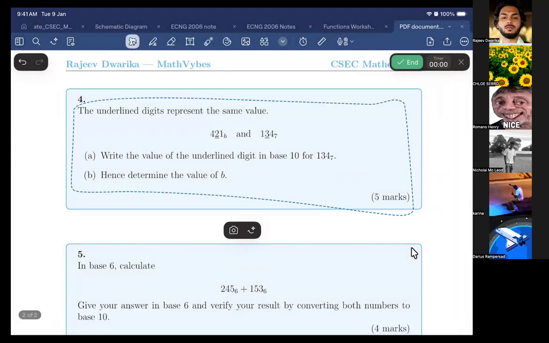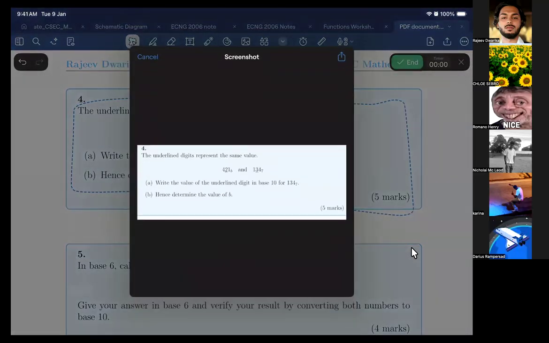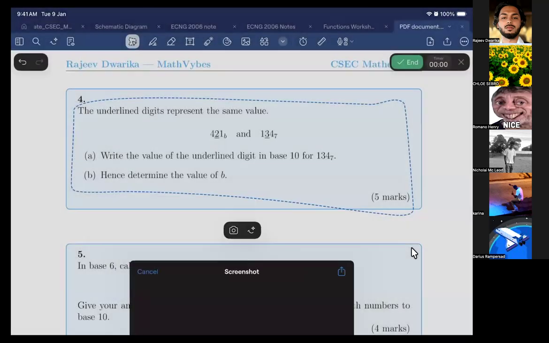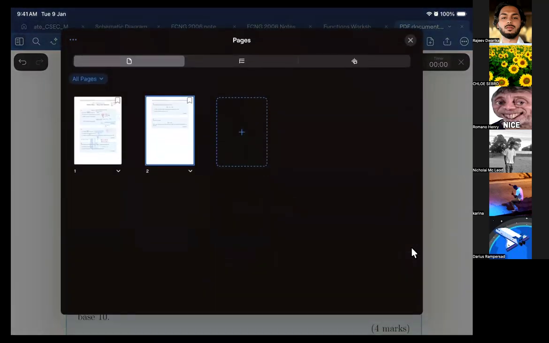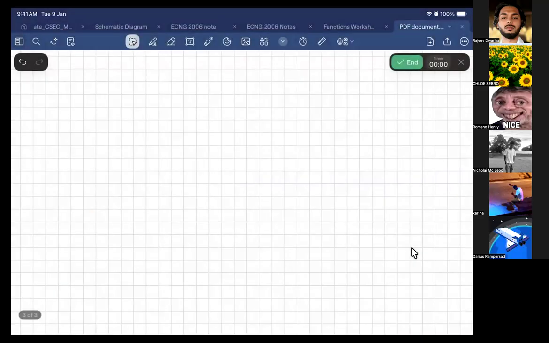A question like this could come for CXC. I wanted you to be able to answer this. This might be a 5-mark question. It wouldn't be a 3-mark question, it'd be a 5-mark question, I feel.